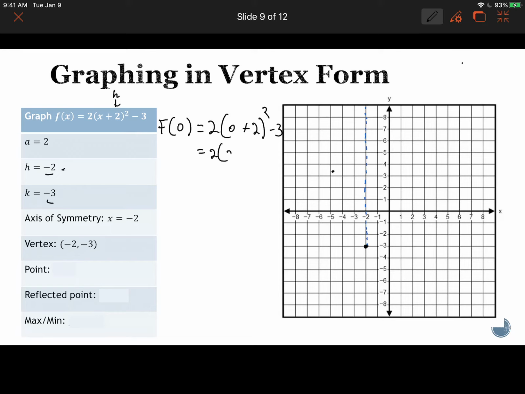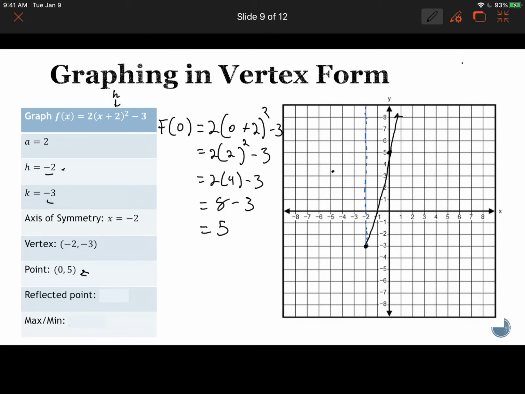Again, we have to remember the order of operations: parentheses, which is the 0 plus 2, exponents, 2 squared is 4, multiplication and subtraction. So now I have a point, 0, 5. And I'm going to put that right about there.